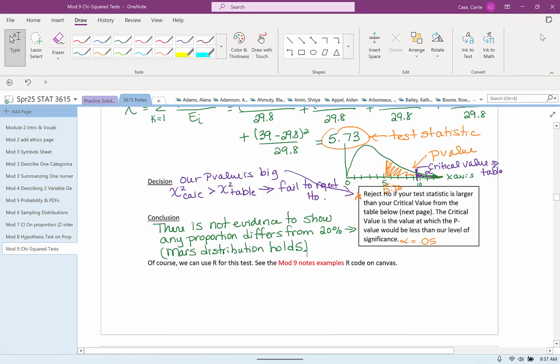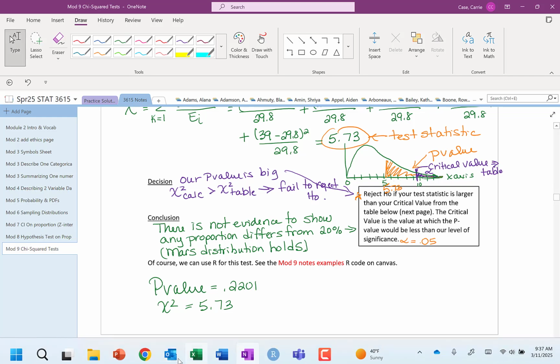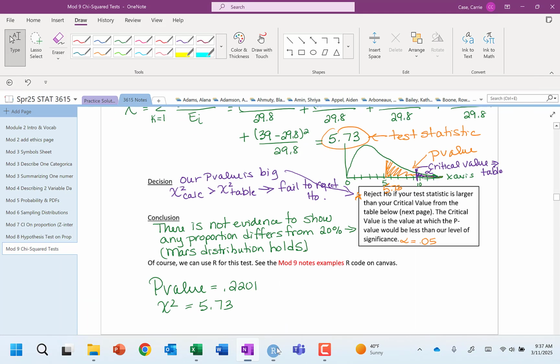So let's go back and look at that in our notes. So our p-value from R was 0.2201, and our chi-square test statistic was 5.73. I don't remember exactly what that was, 5.7315 from R. And notice this p-value is big. So of course we would fail to reject the null. All right, so that's it for this particular section. We're going to add on to this and do more chi-square tests.